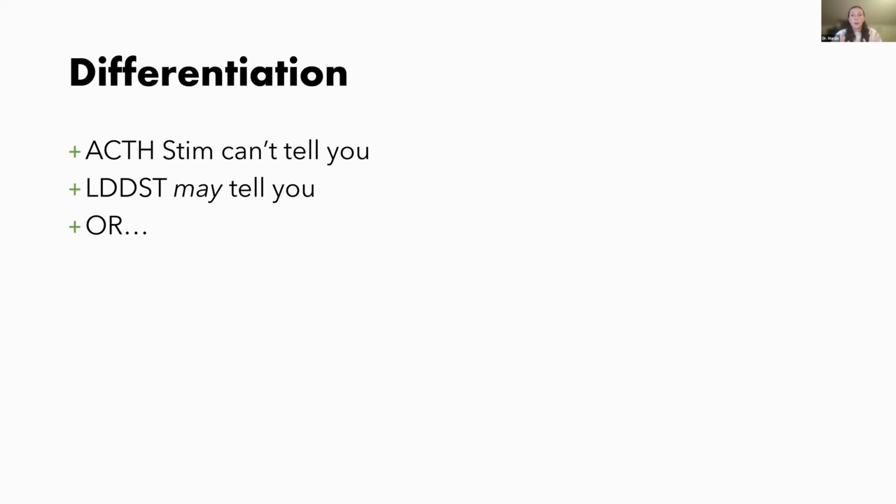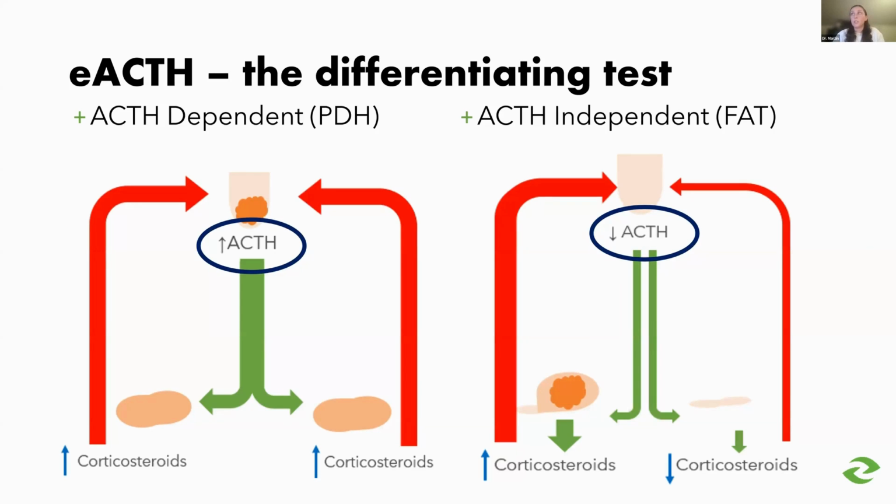So that's really all about our tests of cortisol specifically, but I do want to mention just a little bit about tests of differentiation. So this is differentiating between our pituitary dependent and our adrenal dependent disease. Your ACTH stims can't tell you which one it is. Your low-dose dex suppression tests may be able to tell you if it's pituitary dependent, but they may not. So another option that we have is endogenous ACTH, which is a blood test that can differentiate this ACTH dependent pituitary disease or the ACTH independent functional adrenal tumors.